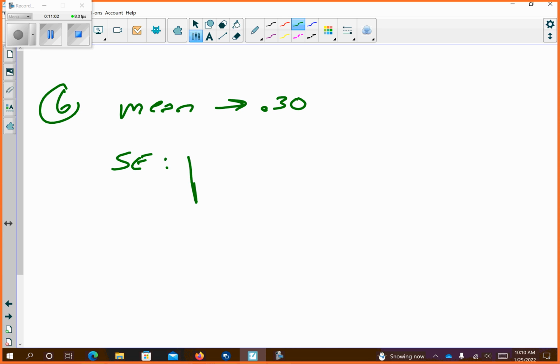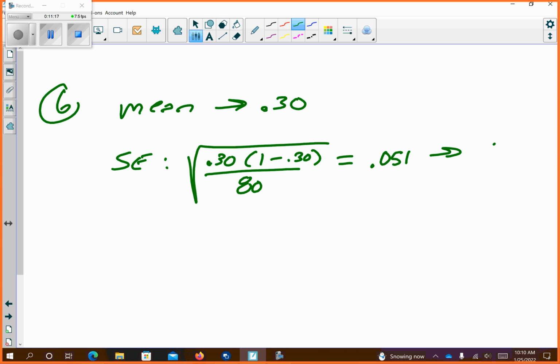Okay, so what I'm going to do is the square root of 0.3 times 1 minus 0.3, all divided by 80, because that's what our sample was. And so if you do this math, it's going to come out to 0.051, which would be 5.1% if it was asking for percents. Okay?